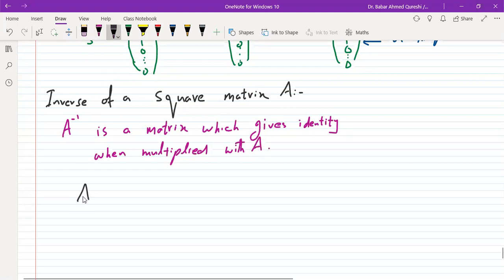So that means if I have a matrix A, I look for another matrix and I'm just giving it a symbol A minus 1 so that I get I. And this should happen regardless of whether I multiply it from the left or from the right. Well, actually you can prove that if you have found a matrix which gives you identity if you multiply it from the left, then it will also give an identity if you multiply it from the right. But the proof is very, very hard, so we're not going to do it right now.